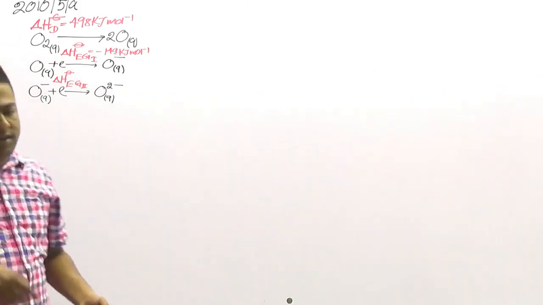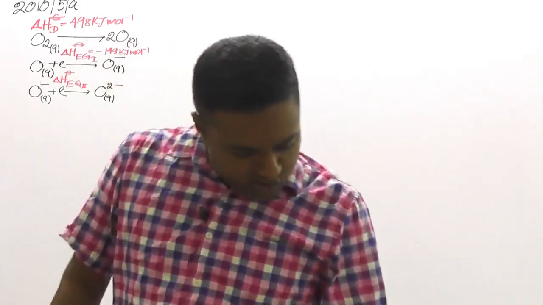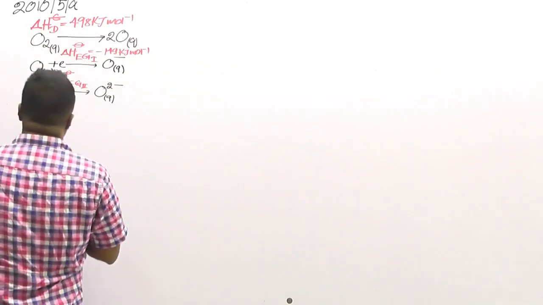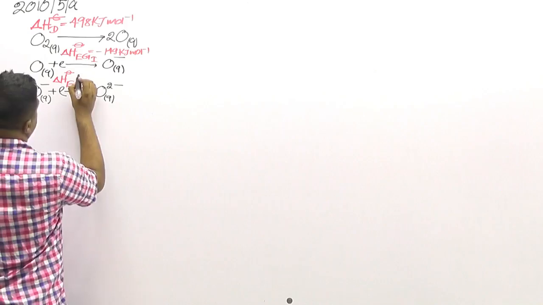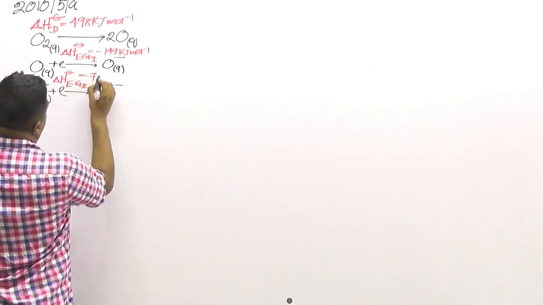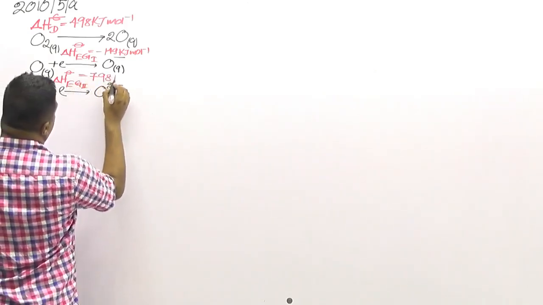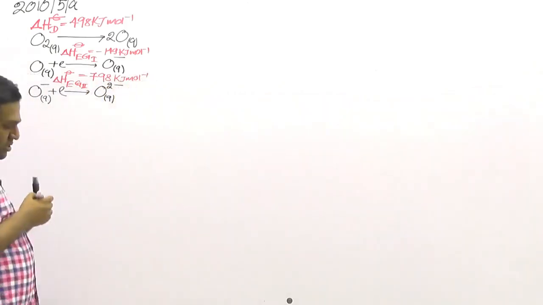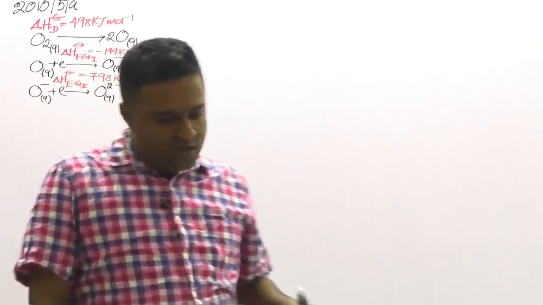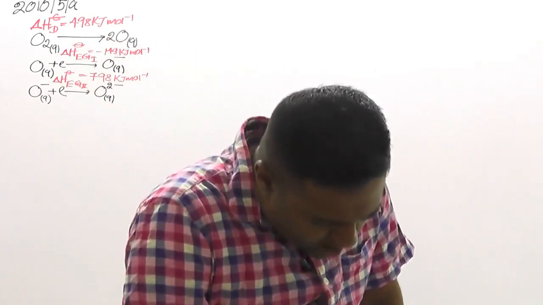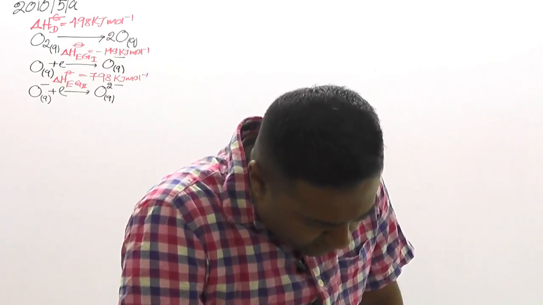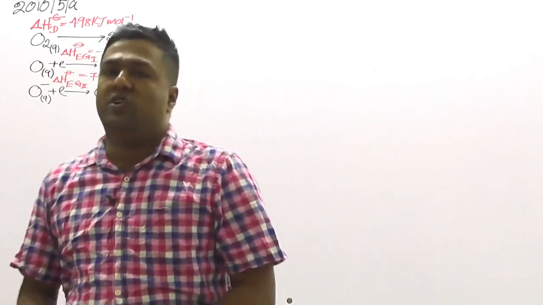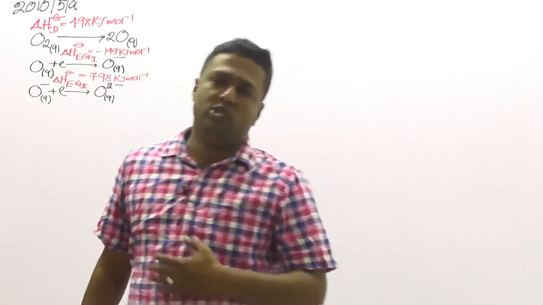Its value is 798 kilojoules per mole. That is the second electron affinity of oxygen, which means the second electron gain energy, right?